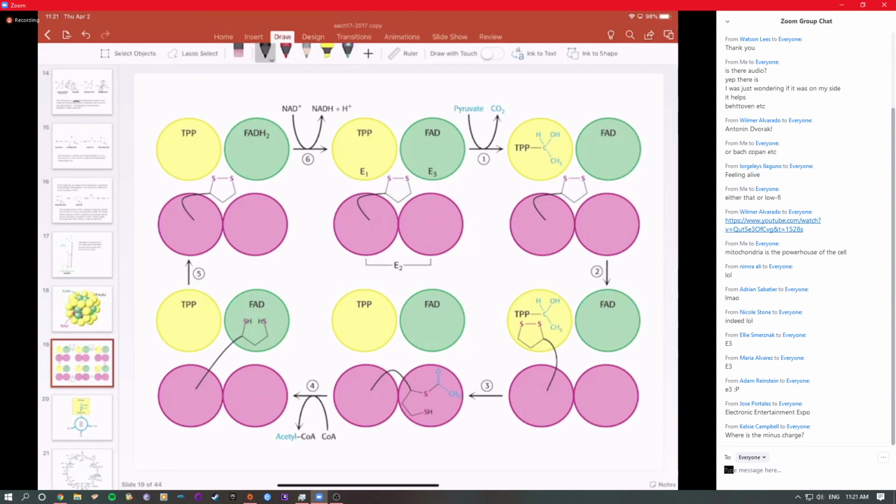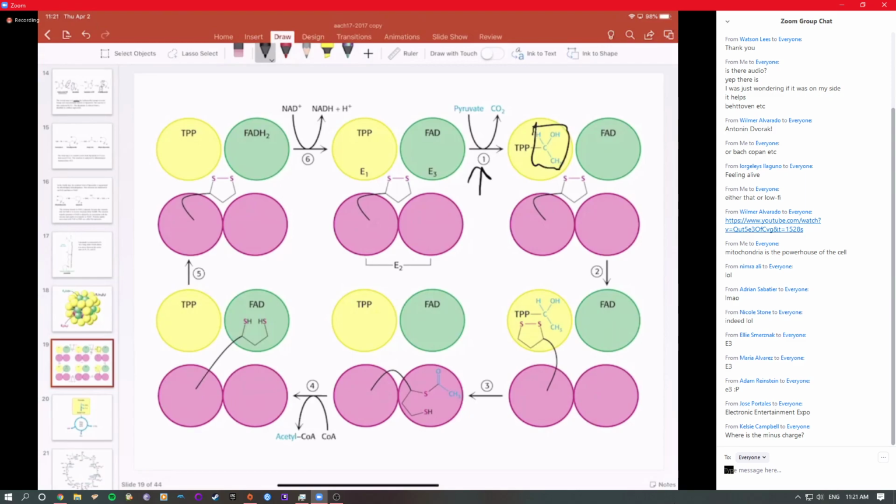So step number one here is going to be dictated by the TPP. This is where TPP reacts with pyruvate to lose CO2 and create the hydroxyethyl TPP. You can see hydroxyethyl TPP there. The lipoamide then goes into the active site of E1. The lipoamide is covalently attached to E2, but it goes to the active site of E1. Once it's in the active site of E1, it can have the hydroxyethyl group transferred over. And so therefore, you then get the acyl lipoamide.